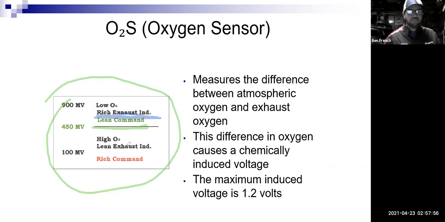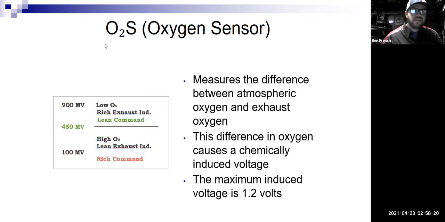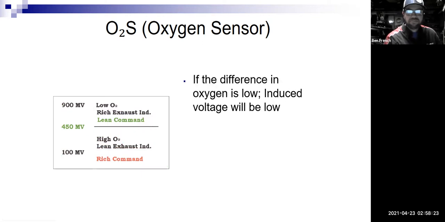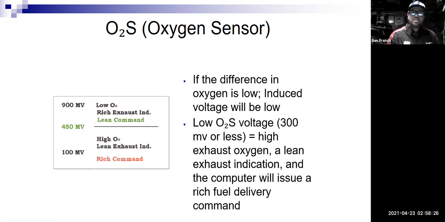By contrast, if I have a high amount of O2 in the exhaust, it's going to make a low voltage because it's going to say, hey, I'm too lean. So what's the computer going to do in the car? It's going to say, okay, go rich, add fuel. So that's the logic there. A low O2 voltage signal, less than about 300 millivolts, means that I'm lean and the computer is going to go rich. It's going to turn on the fuel injectors a little bit longer. It's going to add extra fuel.